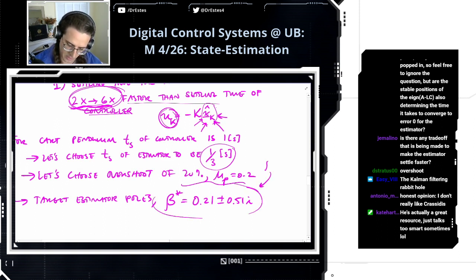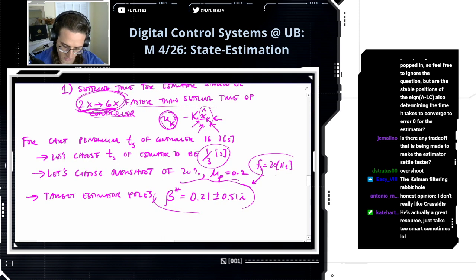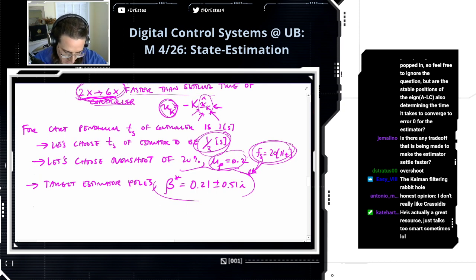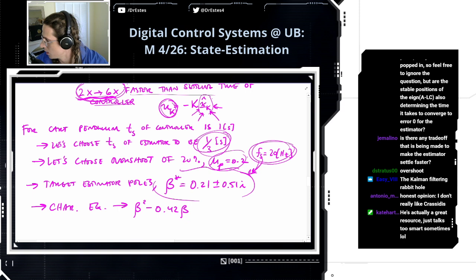This is also considering that the sampling frequency is 20 hertz. So if you combine settling time, overshoot, and sampling frequency, you get these discrete roots for the estimator. So, stay with me here. The characteristic equation that has these roots would be beta squared minus 0.42 beta plus 0.3042 equals zero. So this is the polynomial that has those roots, beta star.